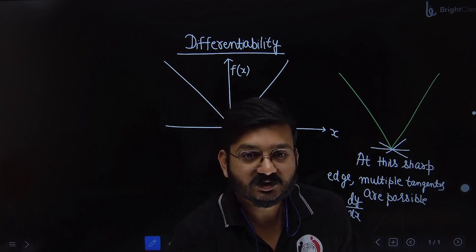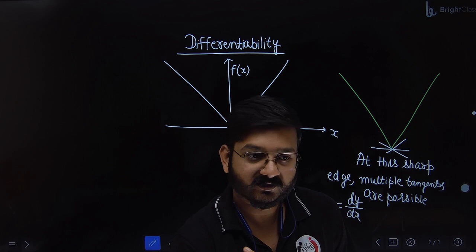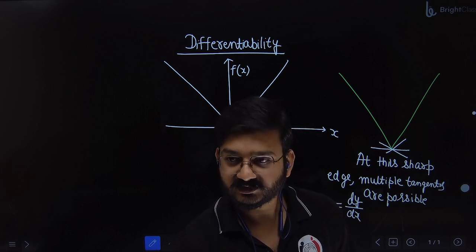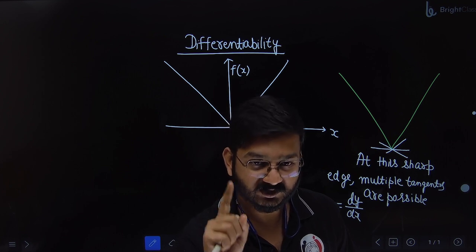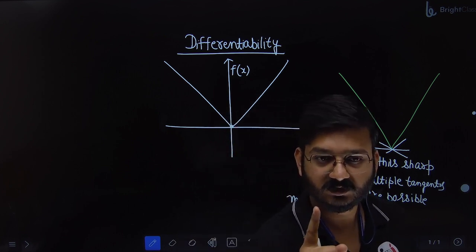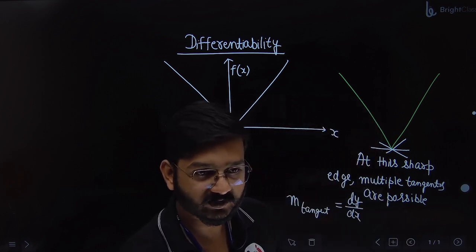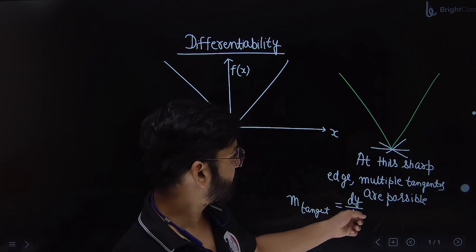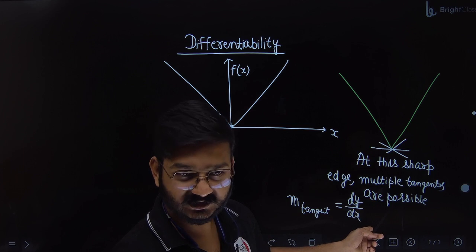It means there is no differentiation possible for that function at that point. If you are differentiating a function at a particular point, it should have a unique value, only one value. Suppose I say put x equal to 1 in that. You should get one answer. But here I am telling that I am getting more than one answer for dy by dx.